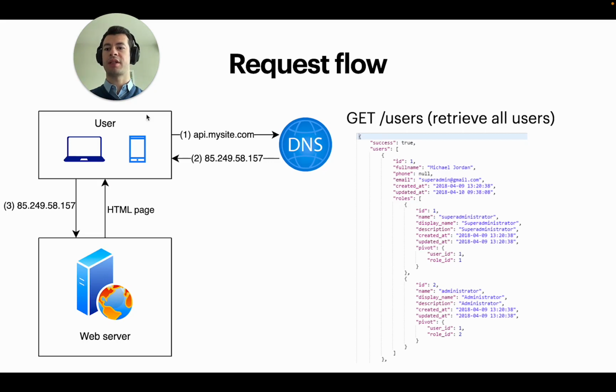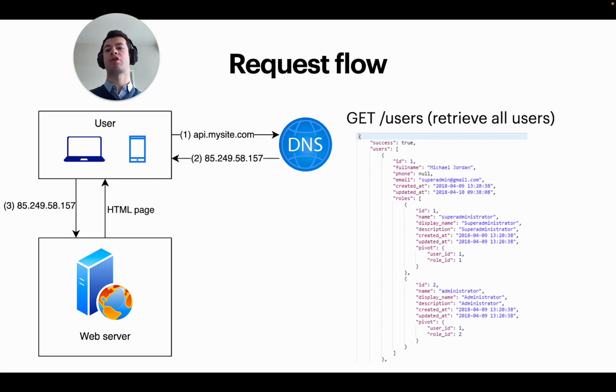Third step, once the IP address is obtained, the users can connect to our servers and make some requests to it. And according to our users' request, our web server will be returning responses. Those responses can be HTML pages or JSON responses.